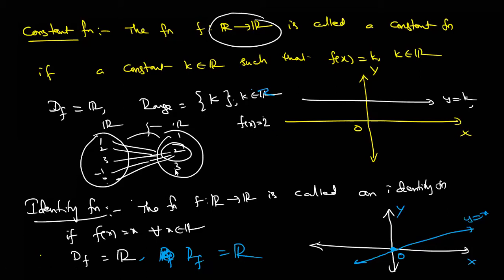Now see, the identity function. What is that? The function f that maps R to R is called an identity function if f of x is equal to x, for all x belongs to R. So what is the domain here? Set of real numbers. What is the range? Real numbers, that also.